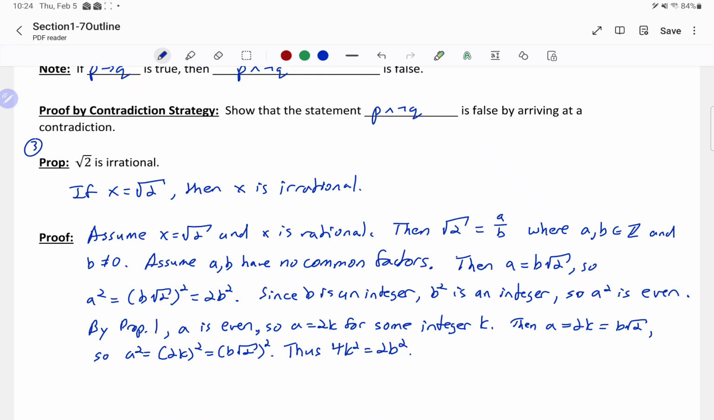So a is equal to 2k, and is equal to b times the square root of 2. I square. Squaring one of these means I'm squaring all of them. So 2k squared is equal to b square root of 2 squared.